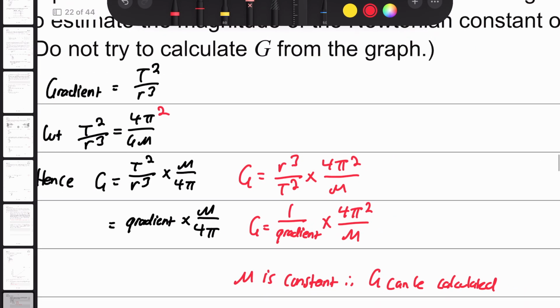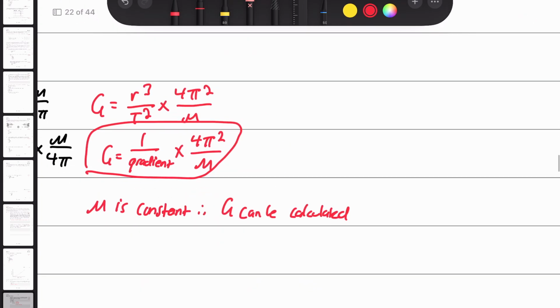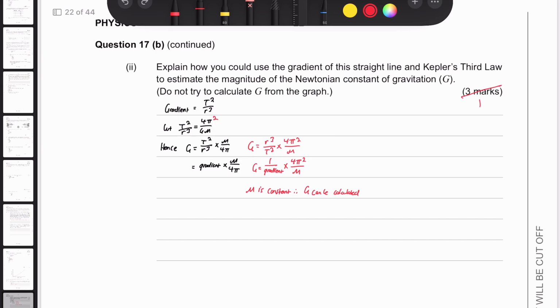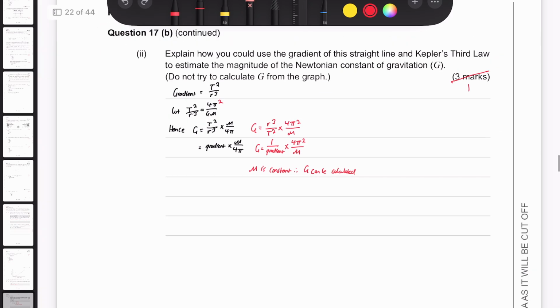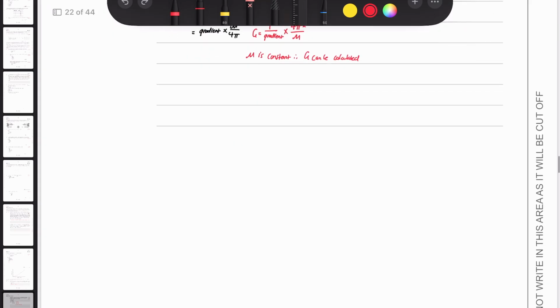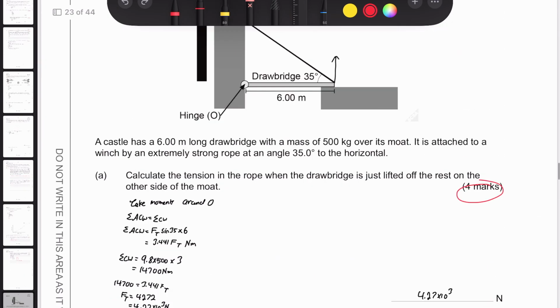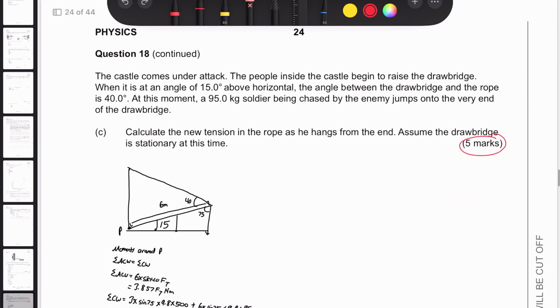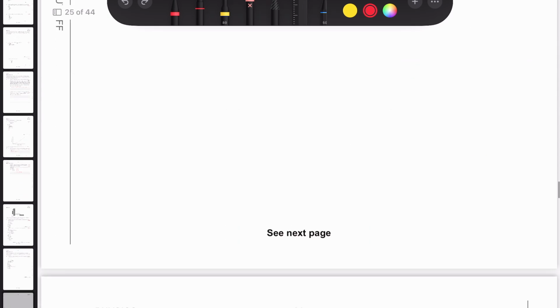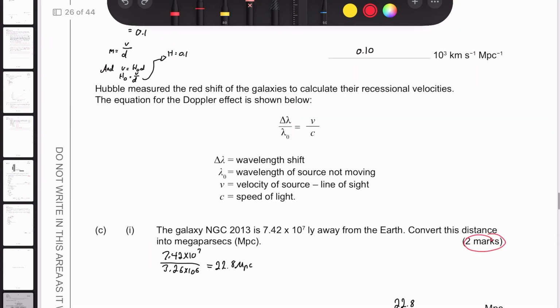1 on top of gradient times 4 pi squared over m. So here's where you get your second mark. And then your third mark would be for saying that m is constant, therefore g can be calculated. So I only got 1 mark there for stating that the gradient equals that. And then, so I lost 2 marks there. All of this stuff was good. Going down, going down, going down.